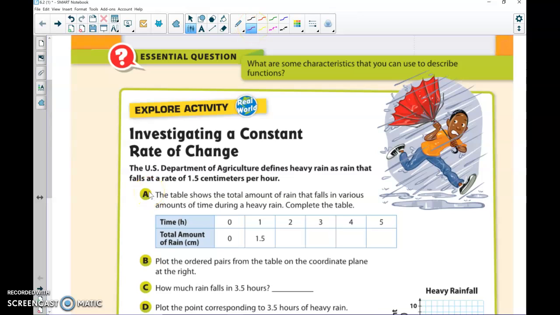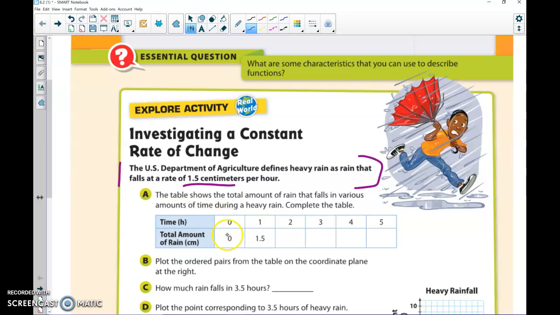So the table shows the amount of rainfall in various amounts during heavy rain. Complete the table. And then it also says right here that the U.S. Department of Agriculture defines heavy rain as rain that falls 1.5 centimeters per hour. So we can look at the table and start filling it out.